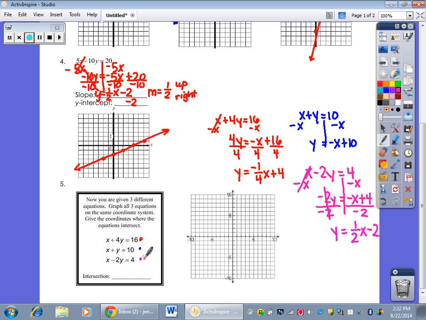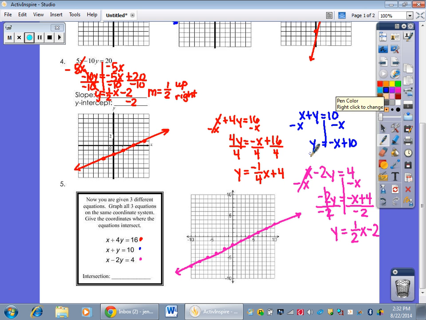We'll start with the pink since I'm on that. It was 1/2 x minus 2, so I'm going to begin at negative 2. I'm going to go up 1 and to the right 2. I'm going to keep going because I never know where my point of intersection is going to be, so I'm going to do as many as I can fit on a graph just in case. So here's one line.